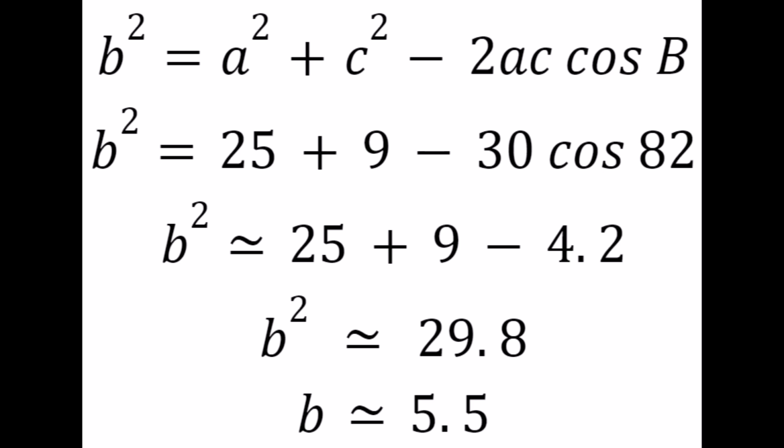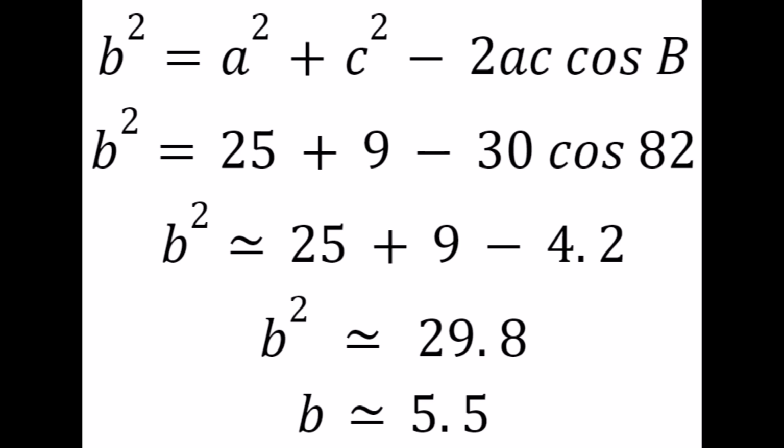Substituting A and C as well as the measure of angle B into this gives us that b squared equals 25 plus 9 minus 30 cos 82. The cosine of 82 degrees is about 0.14. Using this, we have that b squared equals 25 plus 9 minus 4.2, which equals 29.8. The square root of 29.8 is about 5.5. Now we have that side B is about 5.5.